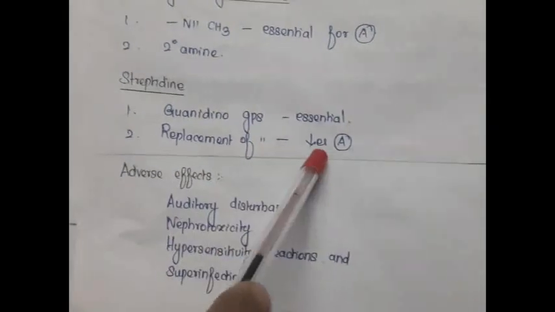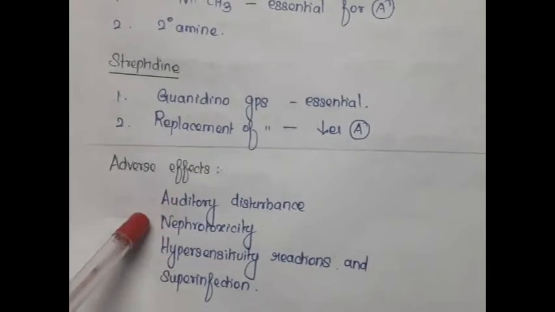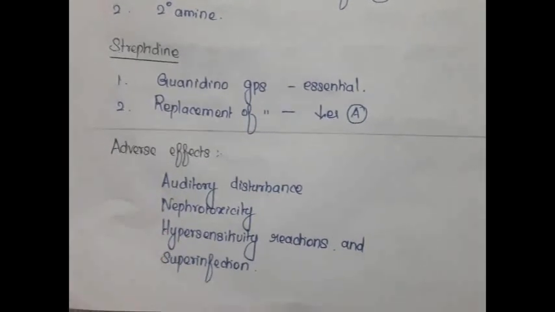Now come to streptidine, which has two guanidine groups. These are essential for activity. The replacement of guanidine groups decreases the activity. Now we will see the adverse effects of streptomycin. They are auditory disturbances, nephrotoxicity, hypersensitivity reactions, and superinfection.